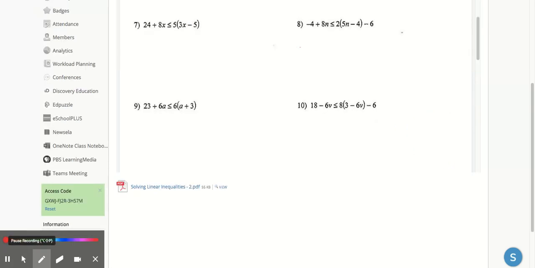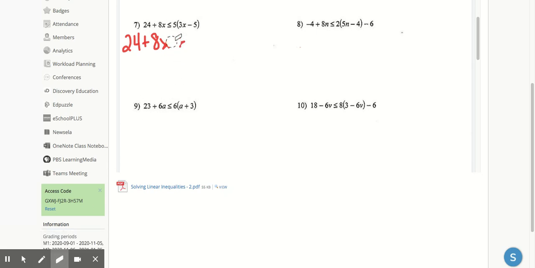So we'll take a look at a couple more examples here. Question 7, for example, involves the distributive property. So we can go ahead and distribute first. That'll be 24 plus 8x is less, whoops, let me go ahead and fix that here. Okay, so 24 plus 8x is less than or equal to, distributing this 5 is going to be then a 15x minus 25.